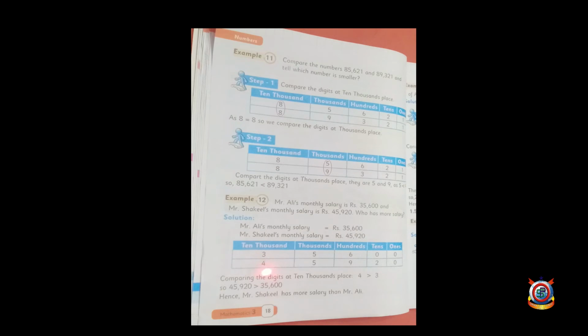Mean the salary of Mr. Shakil's monthly salary is greater and Mr. Ali's monthly salary is less, that is 35,600. So comparing the digits at 10,000s place, 4 is greater than 3. So 45,920 is greater than 35,600. Hence, Mr. Shakil has more salary than Mr. Ali.